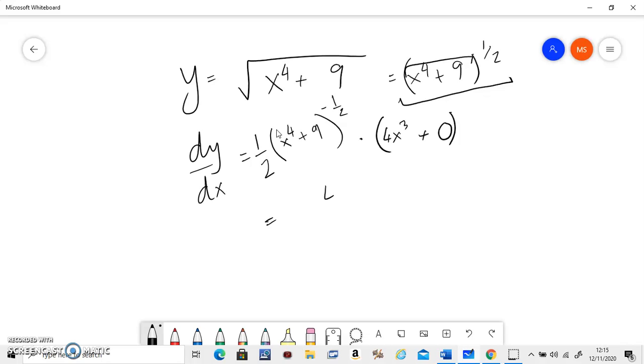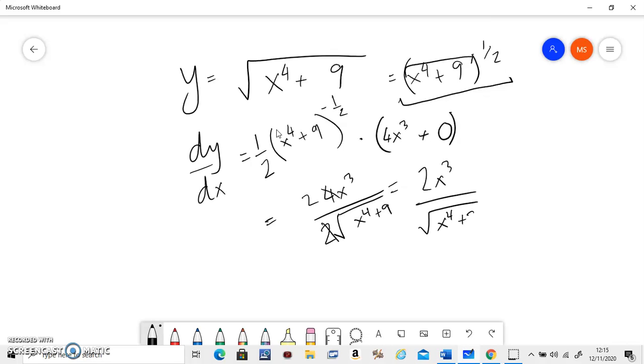And then you simplify, you should get 4x cubed over 2 root x to the 4 plus 9. If the power is negative, you bring it back to the bottom, and half means it's a root. You see if you can simplify more, 2 can cancel this, making it 2. So you should get 2x cubed over root x to the 4 plus 9. And this is your answer.